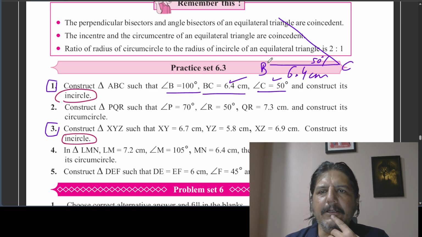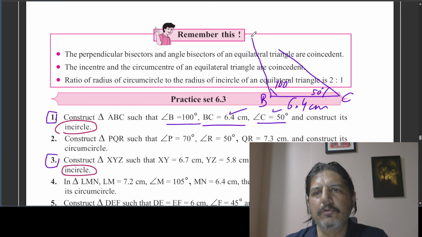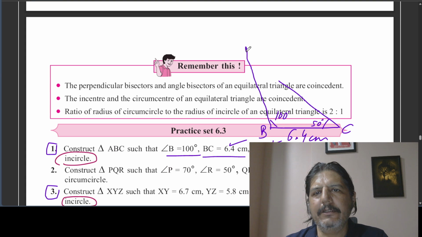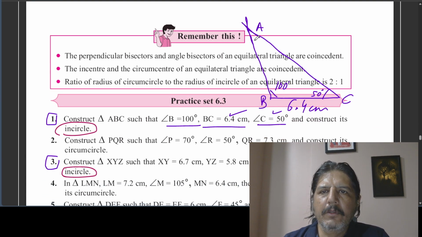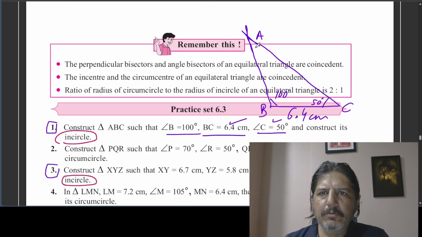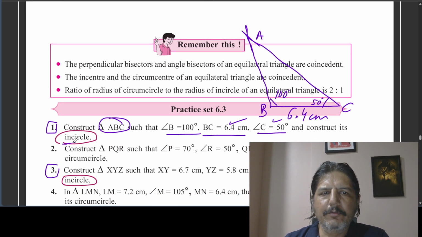B is 30 degree. 30 degree would look something like this. 100 degree would look something like this. So you'll have to extend it like this. Extend this line also, and then you'll have this triangle ABC. I hope you have understood. The first step always is to draw the triangle. And then you have to draw the incircle.